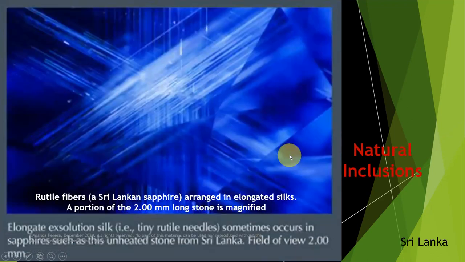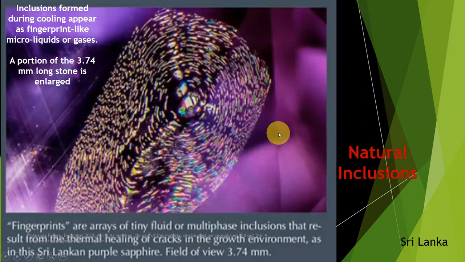Here is the same thing, natural inclusions in Sri Lanka. Rutile fiber. Can you see? This is one rutile fiber crystallized. The other one, 60 degrees. The other one, this. So there are three layers. We learned in lesson two. These are rutile fibers, rutile fibers arranged as elongated silks. This is a 2 millimeter long stone magnified. You can understand it is a natural inclusion.